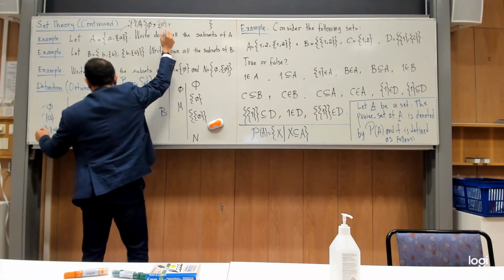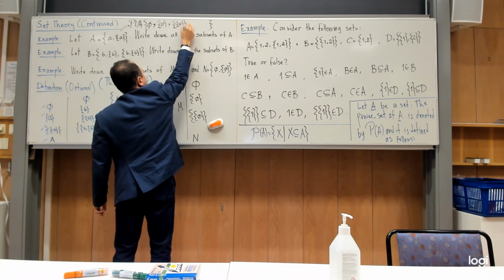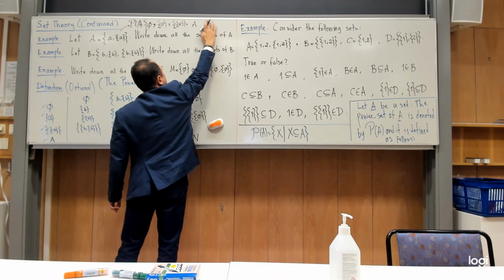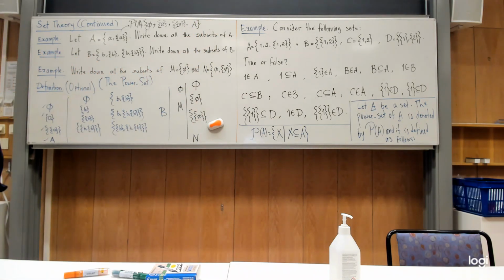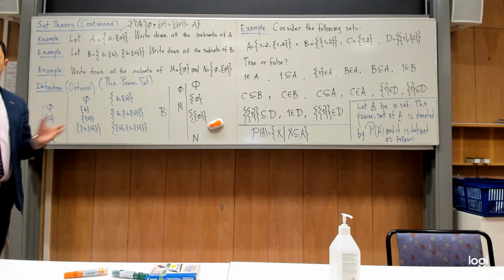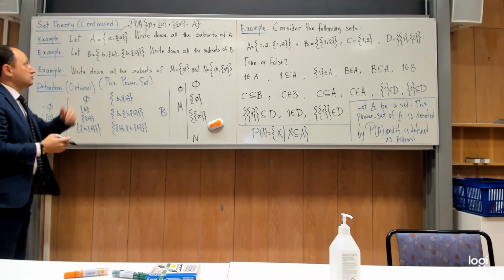Yes, then I put the other one there, and then I put A itself, and then I close this. As simple as that. So when you talk about the power set, it is a set so that all subsets belong to the power set. Yes, that's the meaning. So I don't think we need more examples, so just writing the power set.